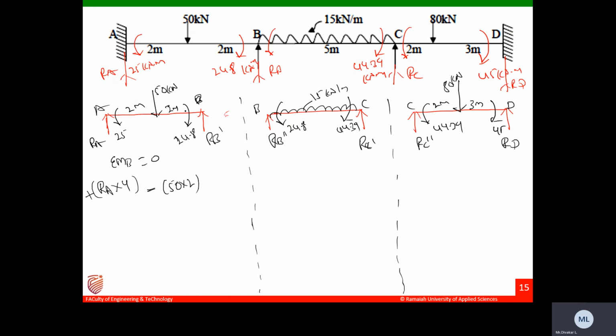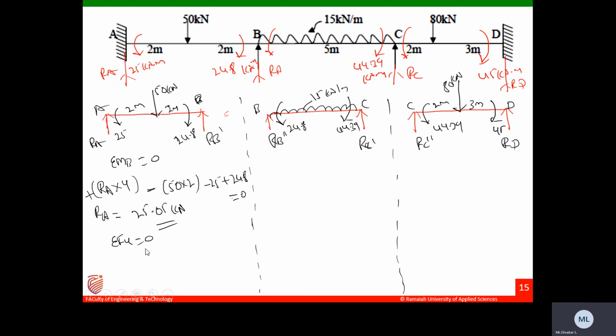50 into 2. Then with respect to B rotating anti-clockwise, minus 25. With respect to this rotating clockwise, this is 24.8. That equals to 0. Then RA equals to 25.05. So that, okay.